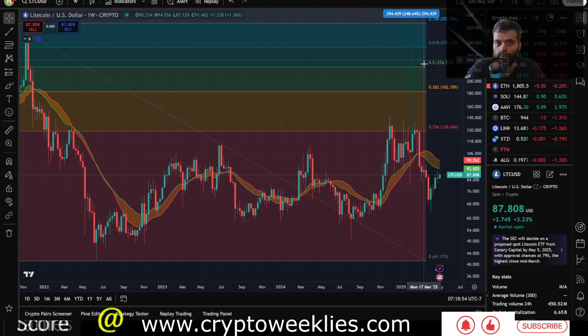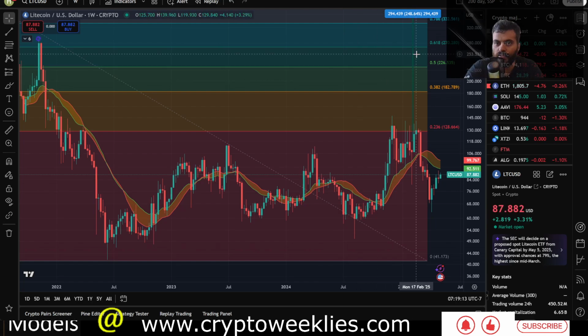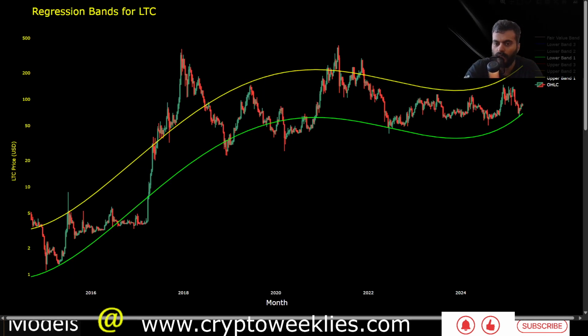A $242 Litecoin could be somewhere at a midpoint between the 0.5 and the 0.618 fib level if the price were to try to rally to that point. And again, in the later half of the bull market of 2021, that $270 level, or the 0.618 level, was a key area of resistance. So let's see if the prices do eventually go to that yellow line, or the one standard deviation regression ceiling.